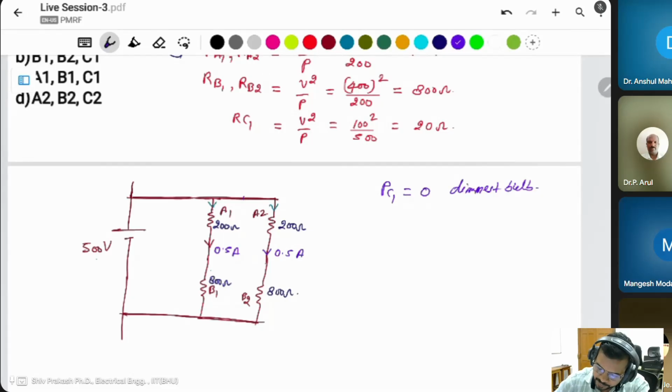Then what is the power? P of A1, P of A2: I square into R, 0.5 square into 200.